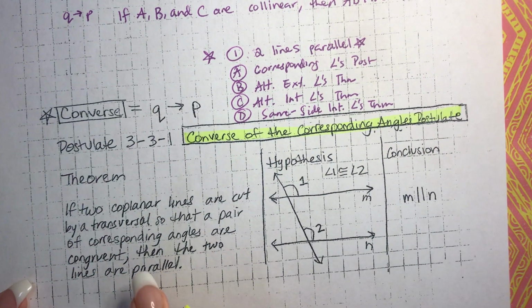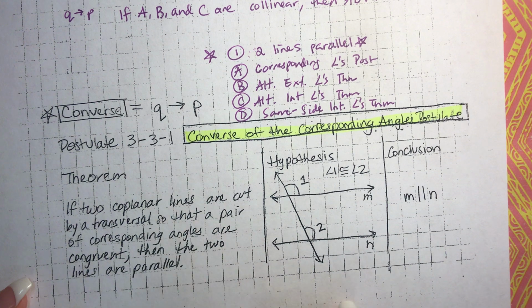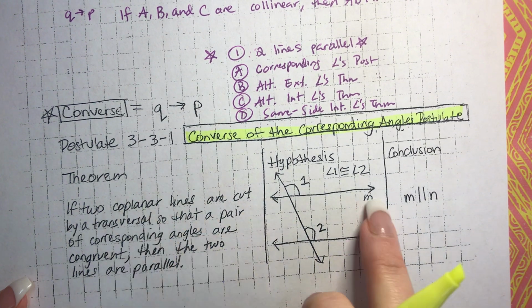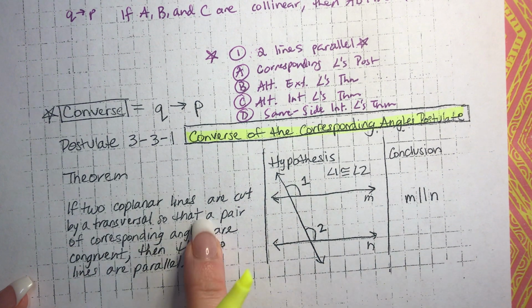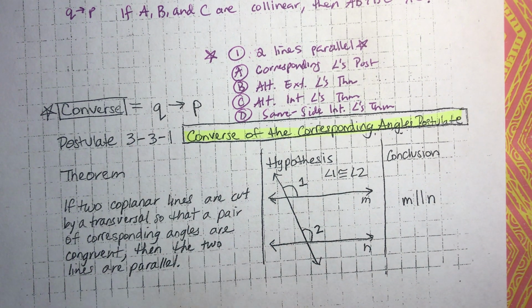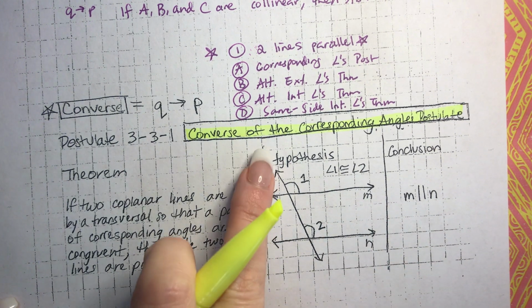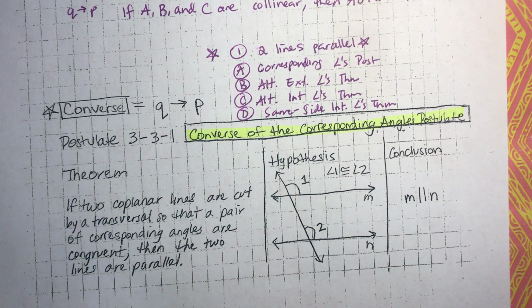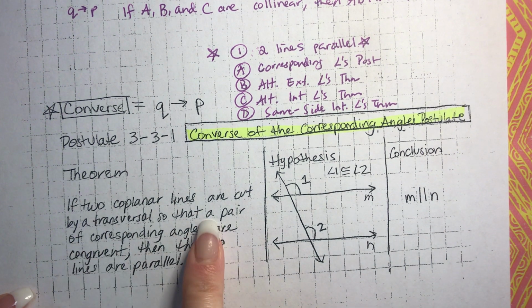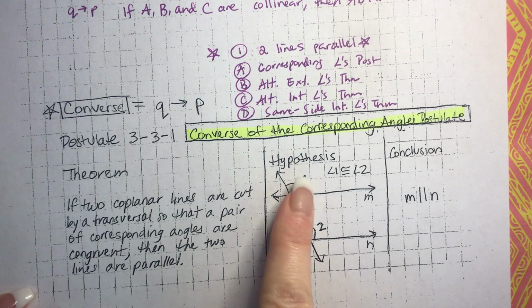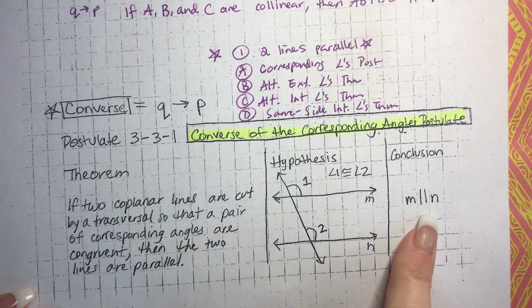And what this states is if two coplanar lines are cut by a transversal, right? So we have coplanar lines. These are two lines that are in the same plane. Now, it doesn't tell us that they're parallel. It just says, hey, if you have any two lines and they're in the same plane and they're cut by a transversal, here's our transversal here, so that a pair of corresponding angles are congruent, then the two lines are parallel.